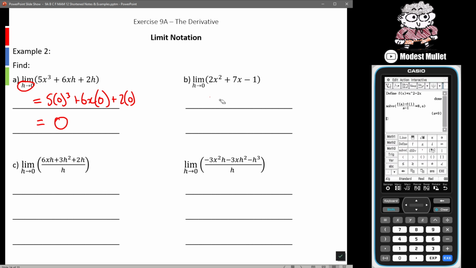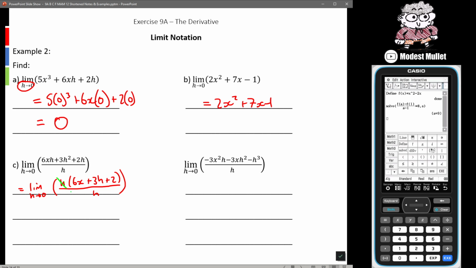Same thing for part B. Actually, you need to be really careful. This is asking for the limit as h approaches 0, but there's no h in here, so we don't have anywhere to substitute that h into, so all we're left with is 2x squared plus 7x minus 1. Now, C and D, we have an h in the denominator, so we can't just substitute 0 into the denominator, because we can't divide by 0. So this is equal to the limit as h approaches 0 of, taking h out as a common factor up the top, h times 6x plus 3h plus 2, all divided by h.